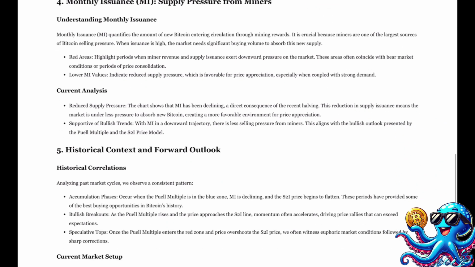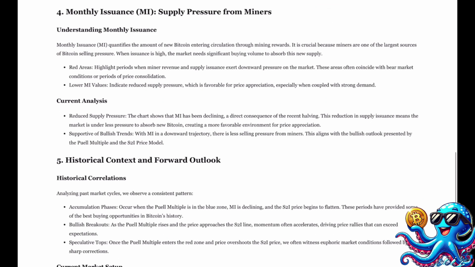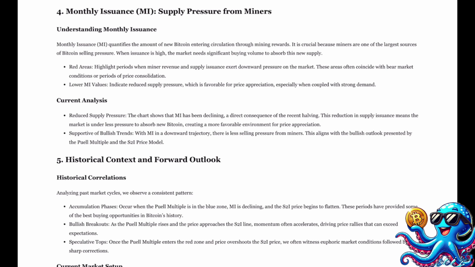4. Monthly issuance, MI, supply pressure from miners. Understanding monthly issuance. Monthly issuance, MI, quantifies the amount of new Bitcoin entering circulation through mining rewards. It is crucial because miners are one of the largest sources of Bitcoin selling pressure. When issuance is high, the market needs significant buying volume to absorb this new supply.